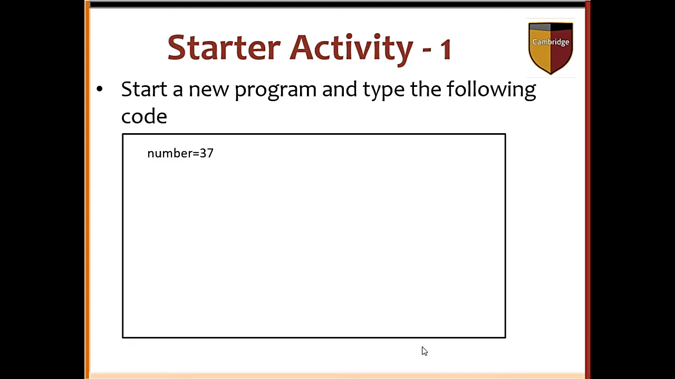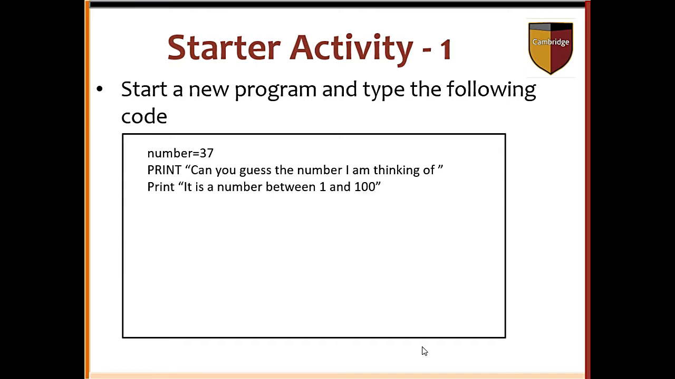For example, number, a variable name, will hold a value of 37. 37 is numeric data. Then you will display information using the print command: Can you guess the number that I'm thinking of? And then display another information: It is a number between 1 and 100.